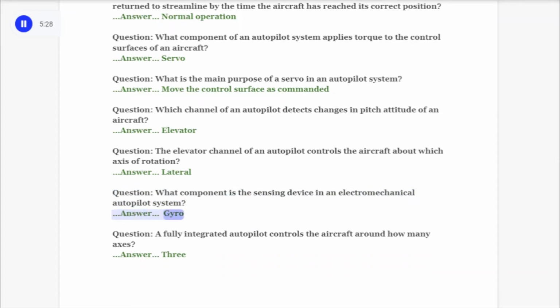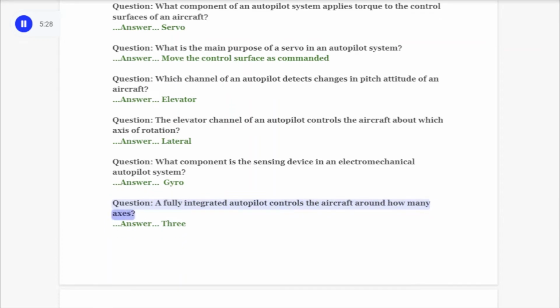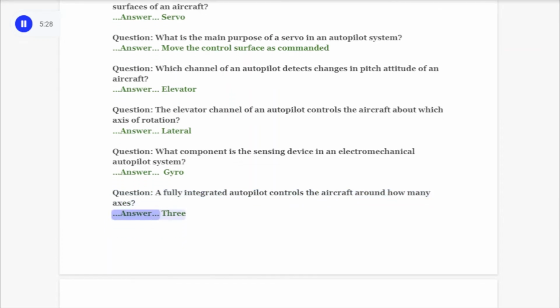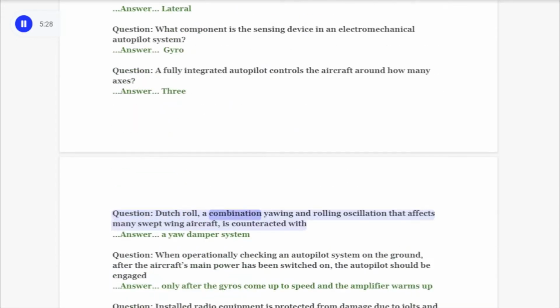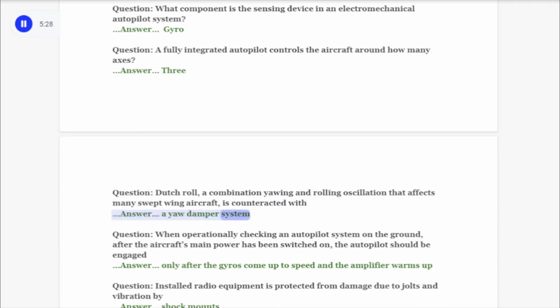Answer: gyro. Question: a fully integrated autopilot controls the aircraft around how many axes? Answer: 3. Question: Dutch roll, a combination yawing and rolling oscillation that affects many swept-wing aircraft, is counteracted with? Answer: a yaw damper system.